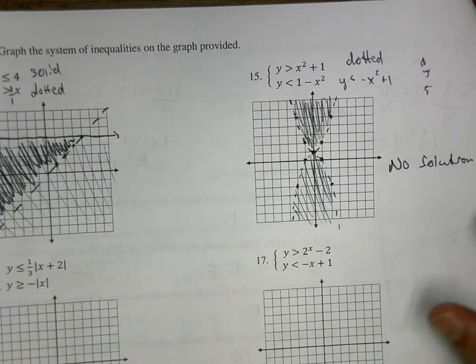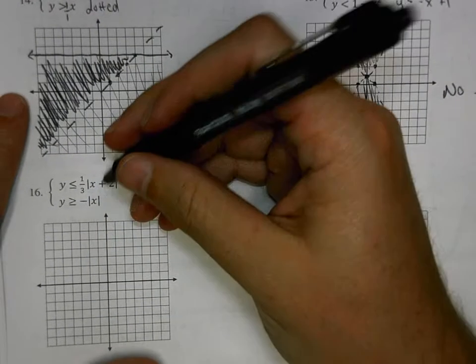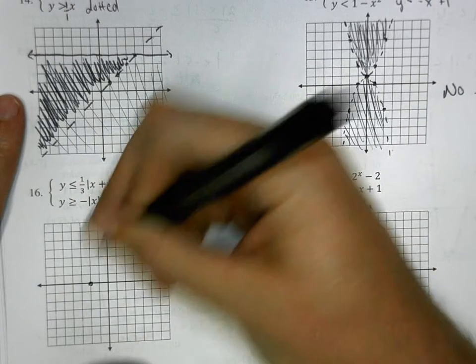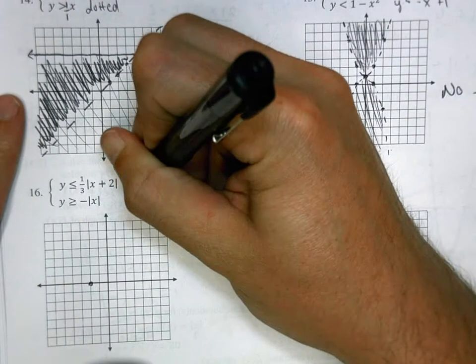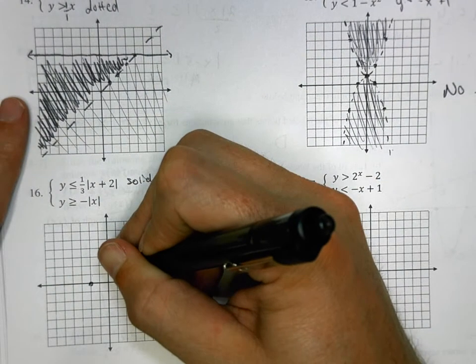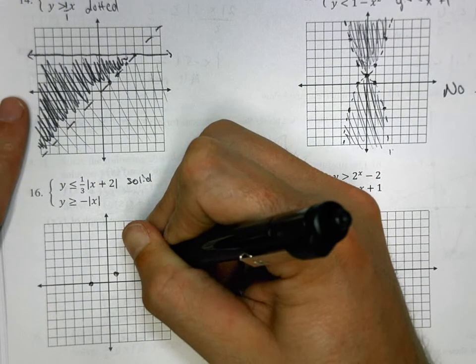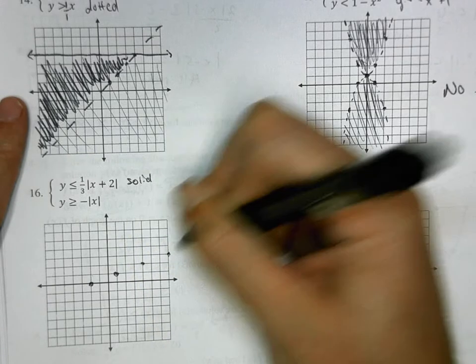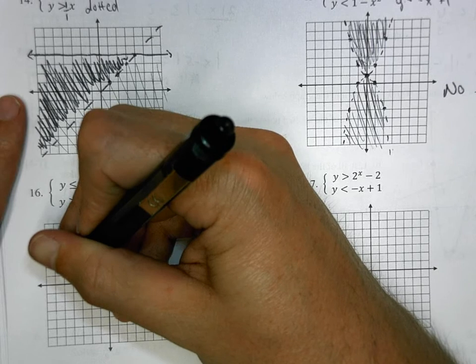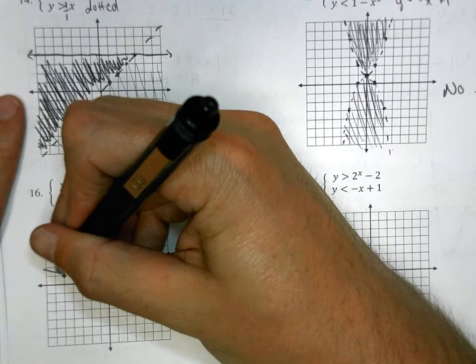For 16, this says go left 2. Point out that it's a solid line. And up 1 over 3, up 1 over 3, up 1 over 3, up 1 over 3. And this is absolute value, so it's V-shaped. So be careful. Solid line.